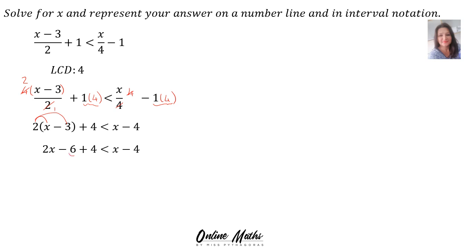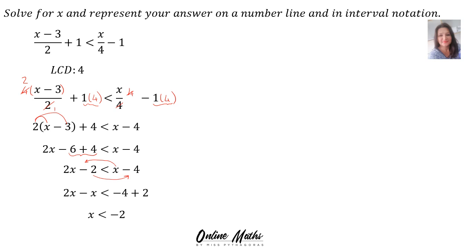Now I'm going to add like terms. -6 plus 4 is -2, so it's 2x minus 2 smaller than x minus 4. Get all the x's on one side. This one will walk across and the -2 will walk across, and remember the signs change. So it becomes 2x minus x smaller than -4 plus 2. Then on the left, 2x minus x is just x smaller than, and on the right, -4 plus 2 is -2. And remember, I didn't divide or multiply by a negative, therefore the sign did not change.